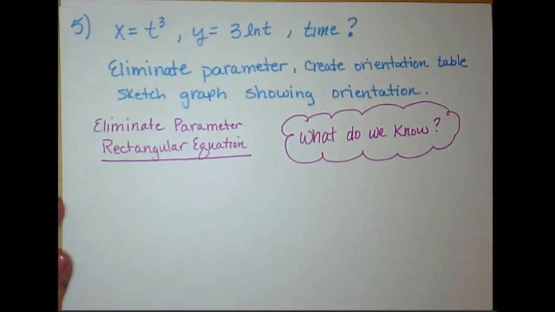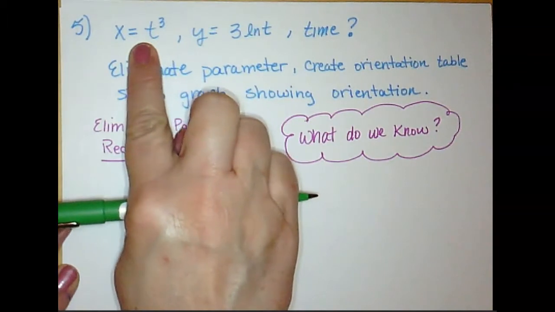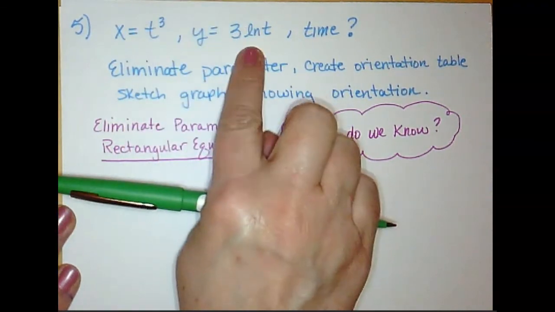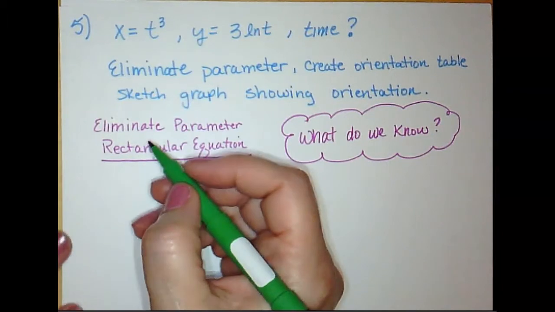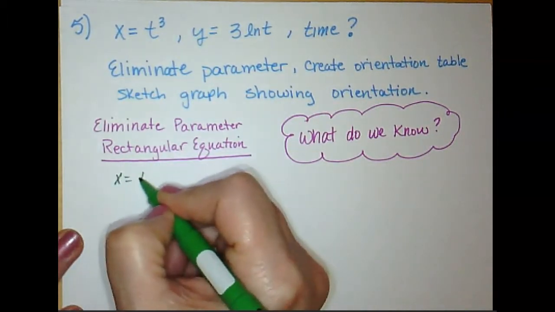number 5. We have x equals t cubed, y equals 3 natural log of t. We might actually need our calculator here to calculate table values, so I have to watch out for that because it doesn't give me time. To eliminate the parameter, this isn't an identity one because it's not cosine and sine. It's x's and y's and t's, so I look at the equation that I think is going to be the easiest. I'm going to use this equation to get t by itself and then plug it into that. So x equals t cubed.